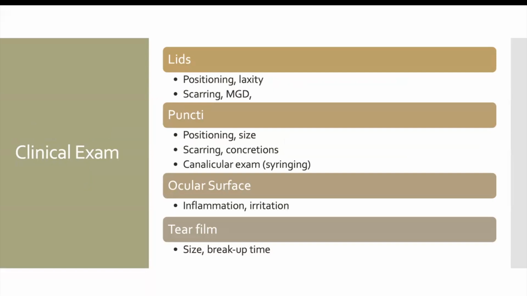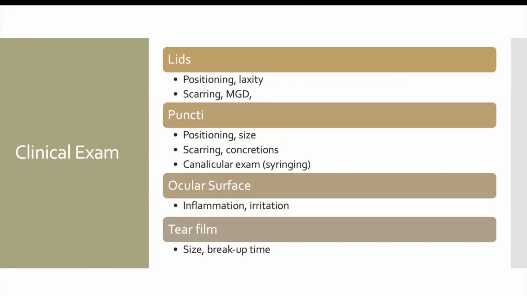So you're looking at the lids, you're looking at where they're positioned. Are they apposed against the globe properly? Is there an entropion? Is there an ectropion? Is there laxity, which means that they may not be draining properly? Is there any scarring? Do they have any meibomian gland dysfunction?